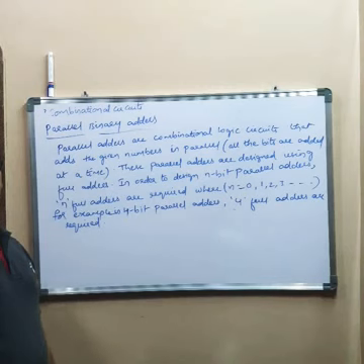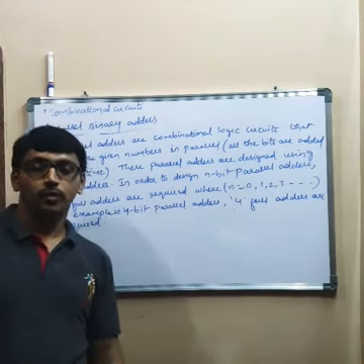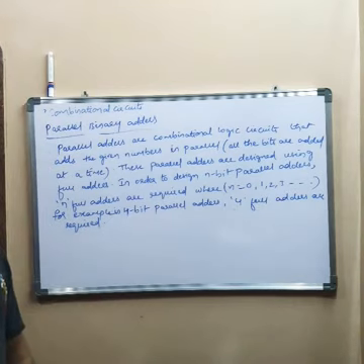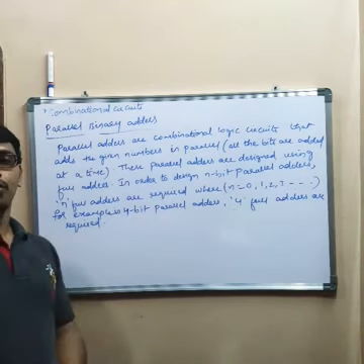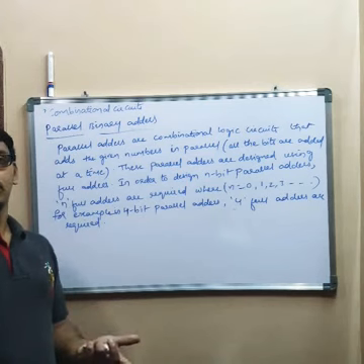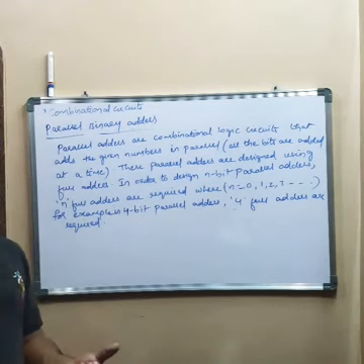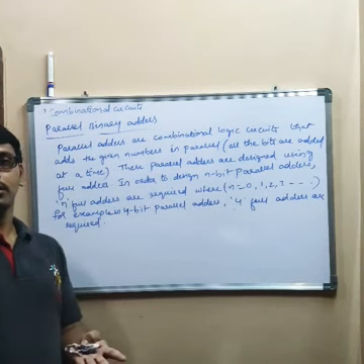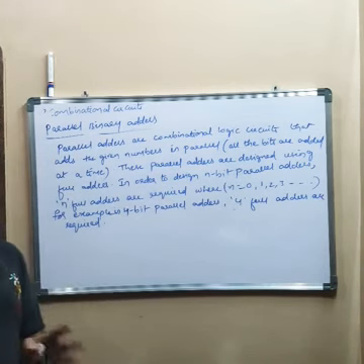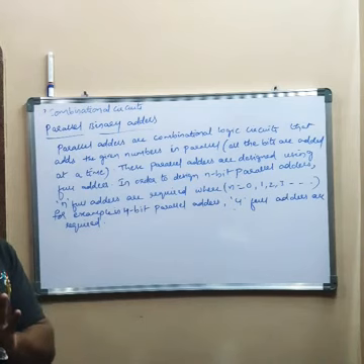So these parallel adders are designed using full adders. In order to design an n-bit parallel adder, n full adders are required. For example, if you want to add two 4-bit numbers parallelly, you have to design a 4-bit parallel adder. This 4-bit parallel adder contains 4 full adders, right? In order to design a 4-bit parallel adder, 4 full adders are required.